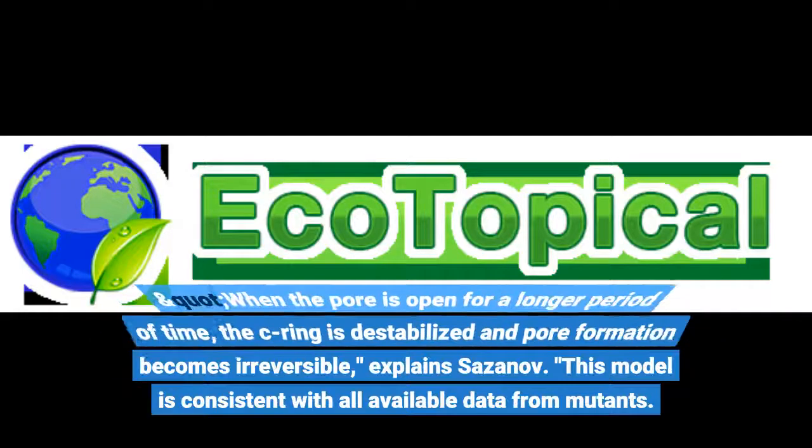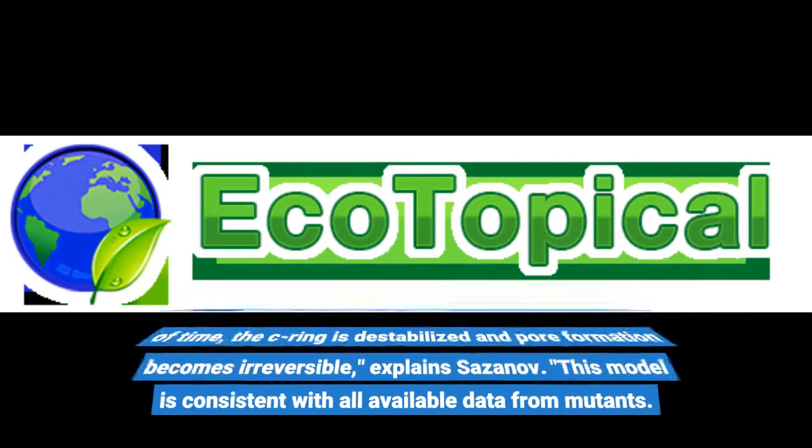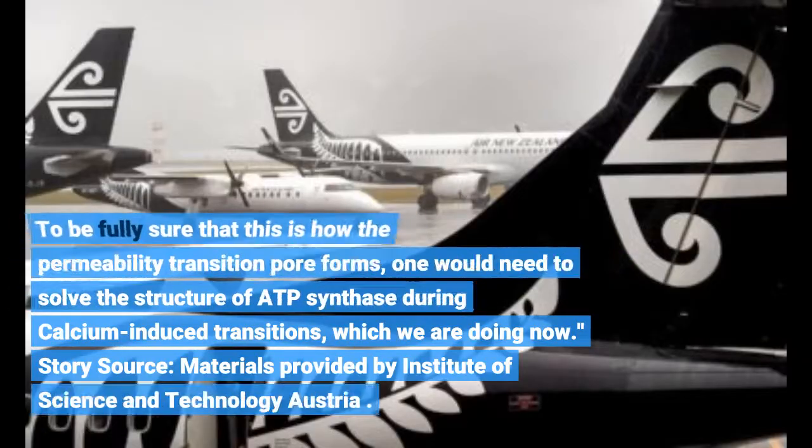When the pore is open for a longer period of time, the C-ring is destabilized and pore formation becomes irreversible, explains Sazanov. This model is consistent with all available data from mutants. To be fully sure that this is how the permeability transition pore forms, one would need to solve the structure of ATP synthase during calcium-induced transitions, which we are doing now.